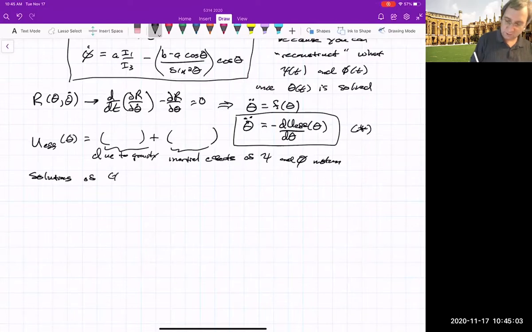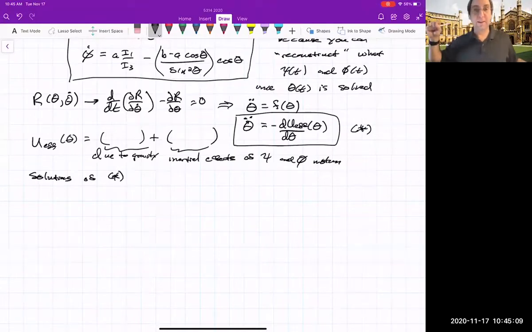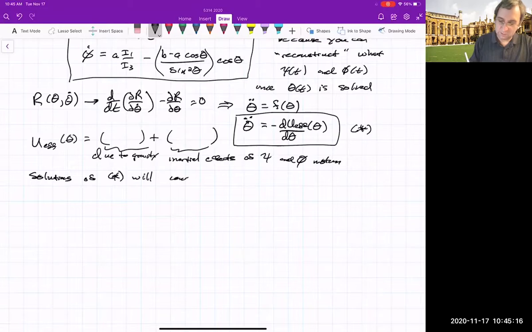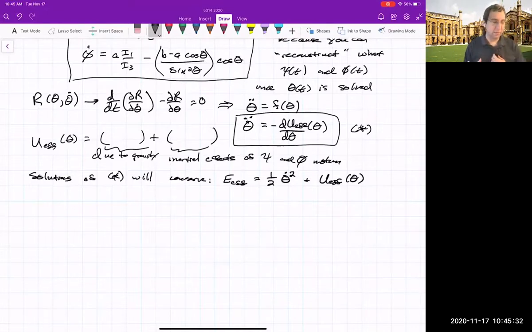Solutions of any equation that has that form, second order time derivative of a variable equals the negative derivative of the effective potential energy of that variable, will conserve an effective total energy, 1/2 theta dot squared plus the effective potential.